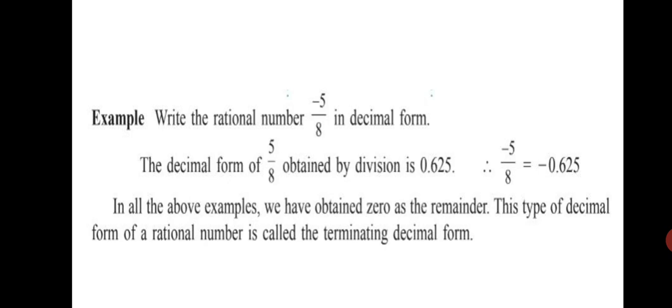In all the above examples, we have obtained 0 as a remainder. This type of decimal form of a rational number is called the terminating decimal form. Terminating decimal form means you will get your remainder 0.